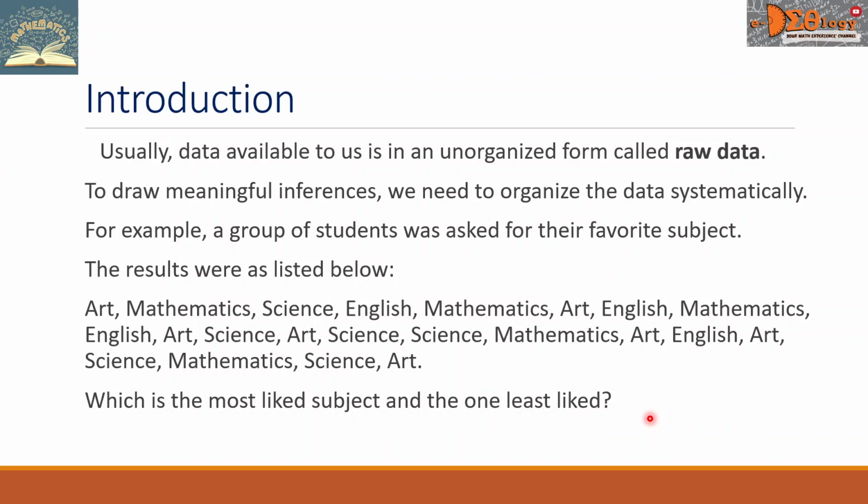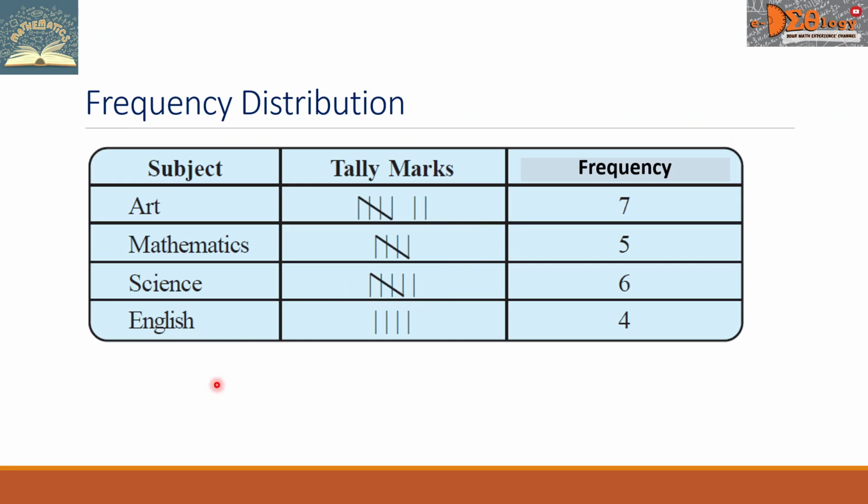To answer the question, we need to put this raw data into an organized form. Here comes the frequency distribution. The data a while ago we can put like this. We have 3 columns. In the first column, we write all the subjects. In the second column, these are the tally marks.